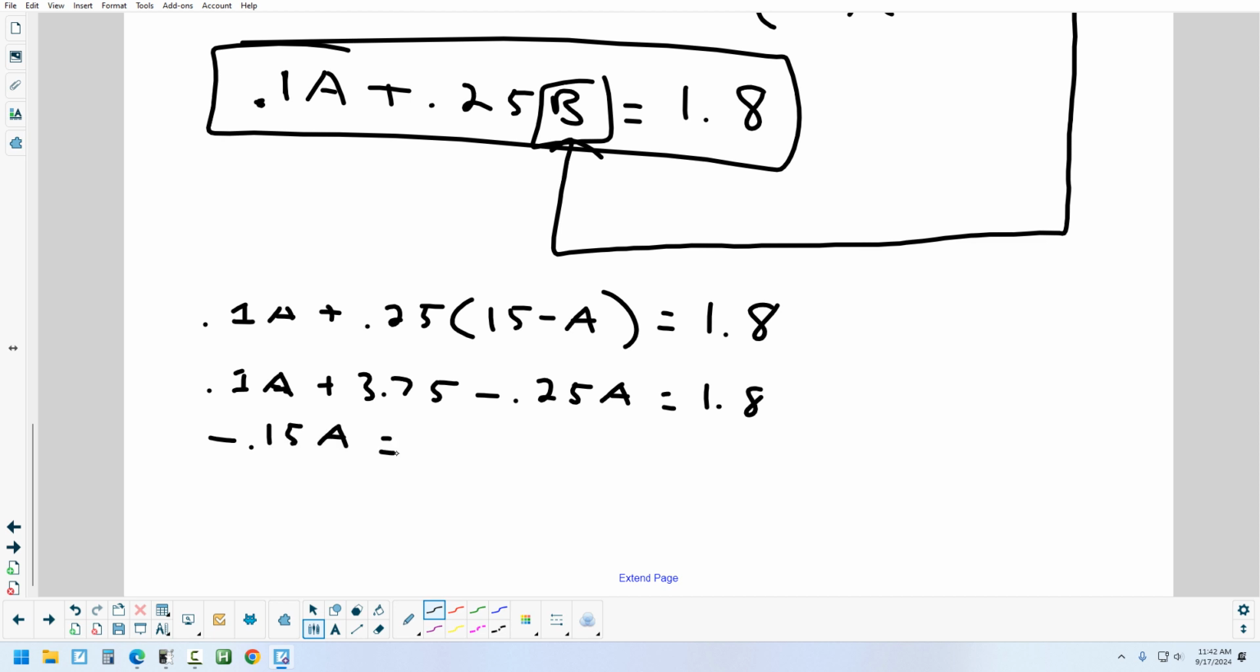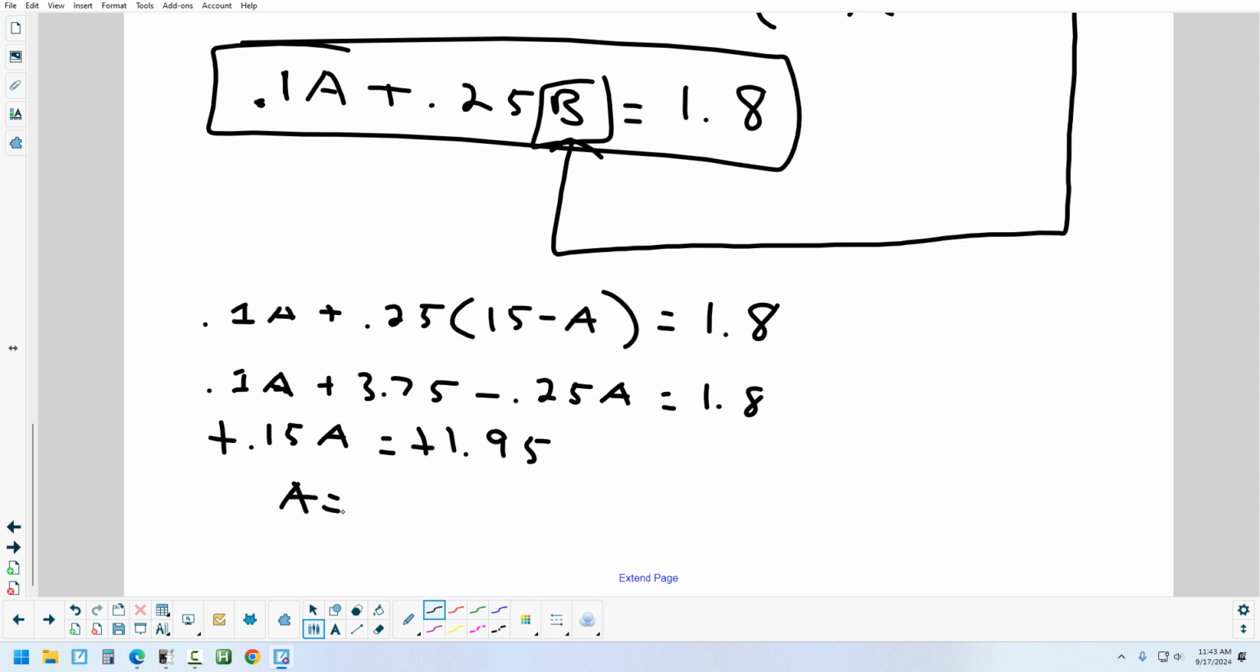And we need to bring the 3.75 to the other side. What's 1.8 minus 3.75? Negative 1.95. And it's good that I have negatives on both sides, so those cancel, because I would not want to get a negative amount for my answer.